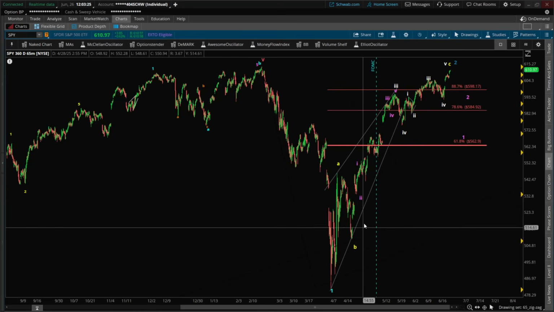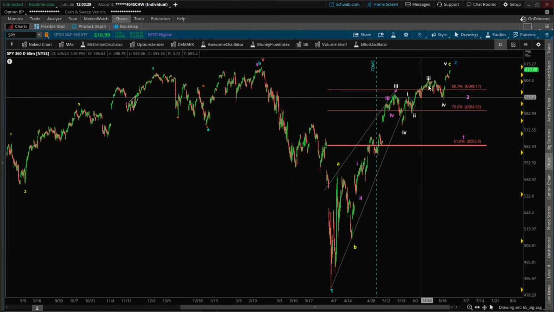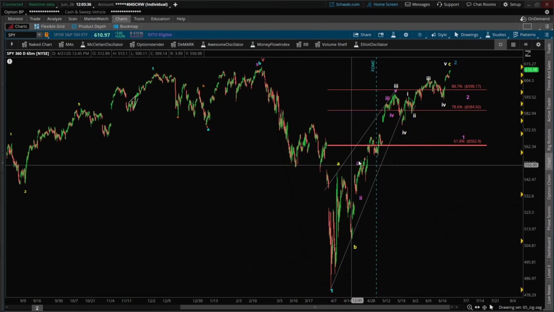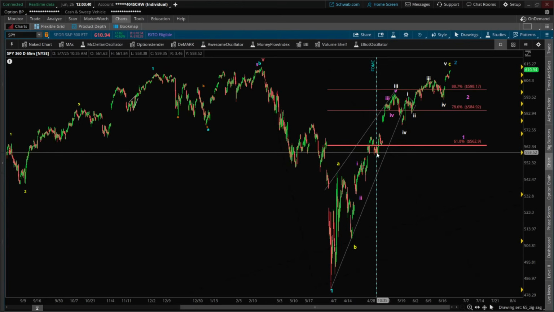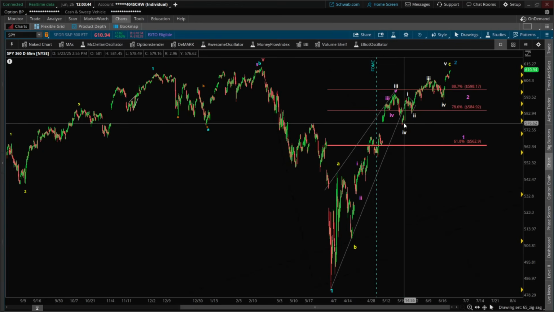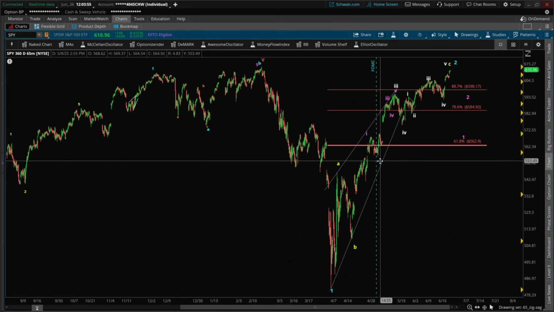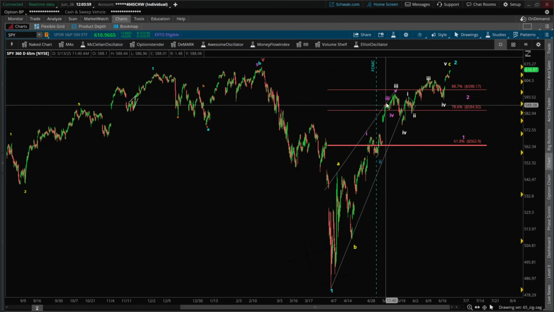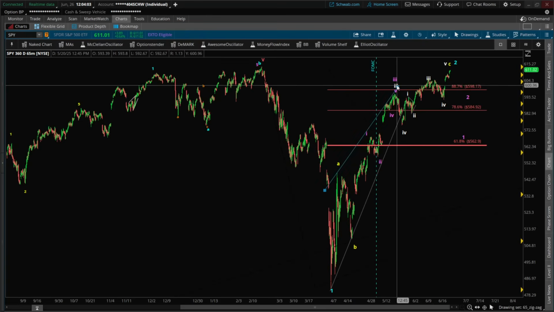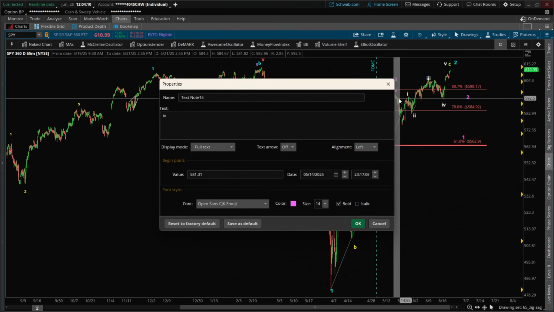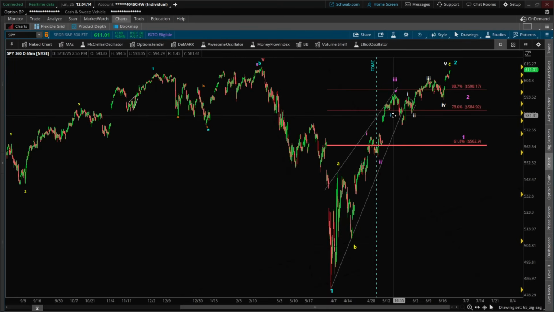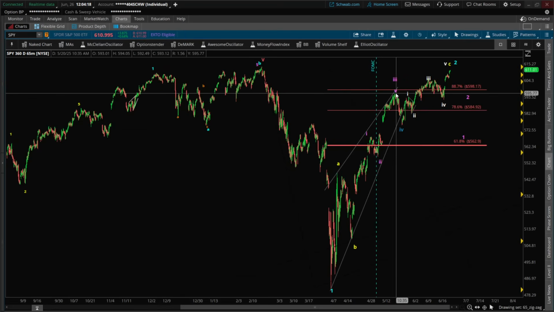And then you have your AB, and then 1, 2, 3, 4, and 5. I was redoing something here, but yes, that would be a 1, 2, 3, 4, and this whole move as 5. Let's change this right now. So this is A, B, 1, 2. This wave 3 in here, we'll just leave it purple. This would be a 4, and all of this move would be a 5.